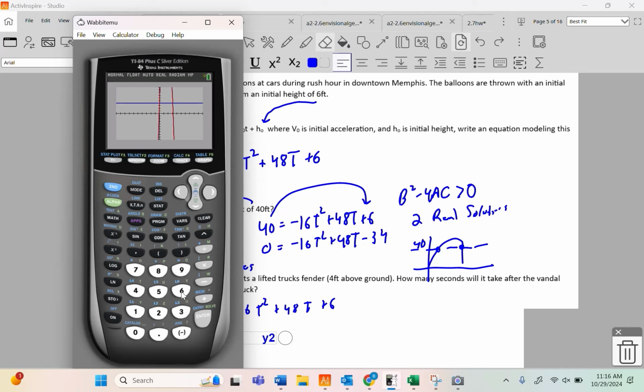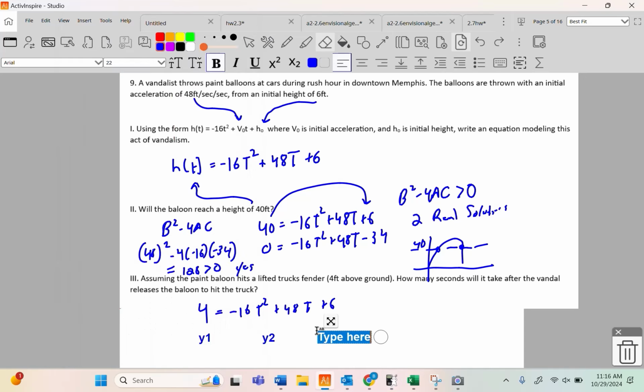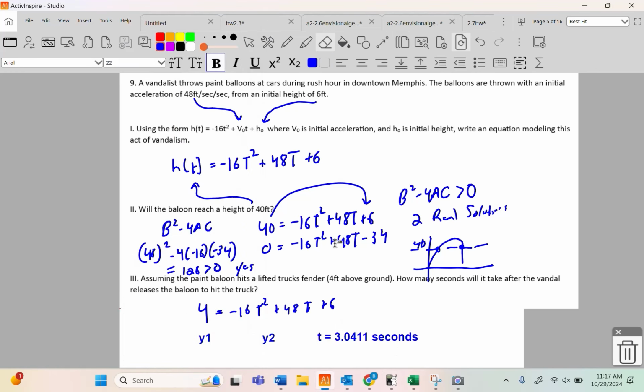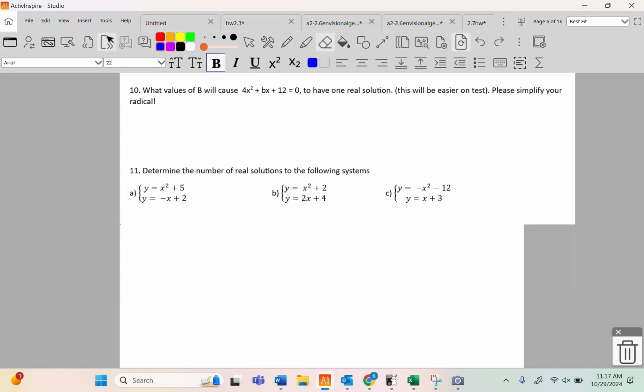So balloon go up, balloon go down. This is where he started throwing it. This is where he hit the fender. Second trace, 5. Take your cursor and get it close. And then press that enter key once, twice, thrice is nice. 3.0411 seconds. Make sure I rounded right. 3.0411 seconds. You got it. It's an easy problem. All right, 10.